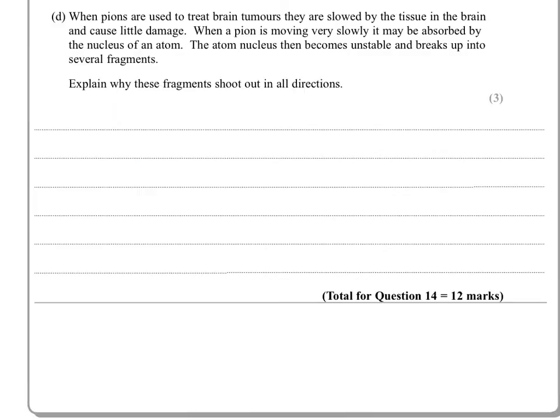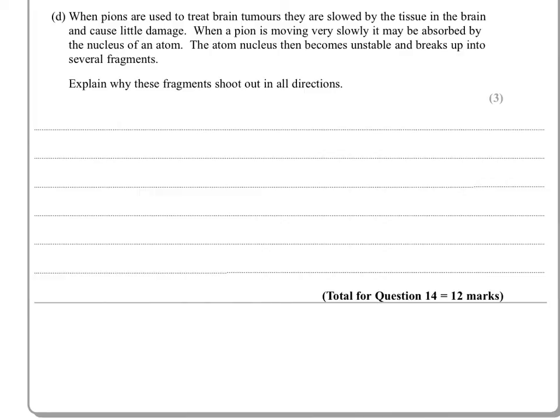So when pions are used to treat brain tumours, they are slowed by the tissue in the brain and cause little damage. When a pion is moving very slowly, it may be absorbed by the nucleus of an atom. The atom nucleus becomes unstable and breaks up into several fragments. Explain why these fragments shoot out in all directions.